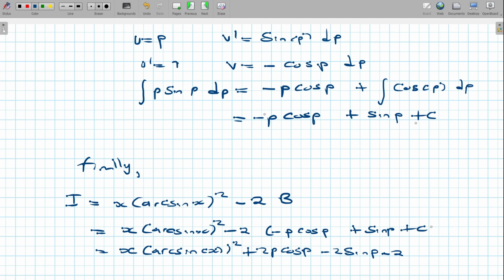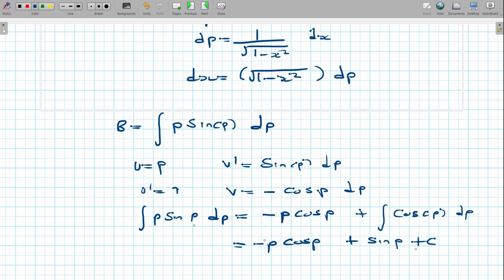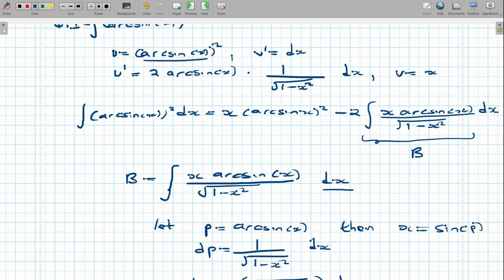And then we put the plus c, like so, and then minus 2 multiplied by sine p, and then minus 2 multiplied by c. And then if you want, you can say that this is some constant k at the end. And then this is going to be our final answer for this particular problem.